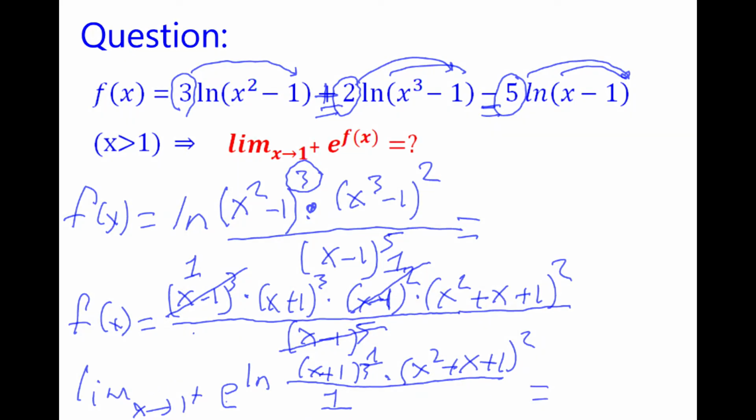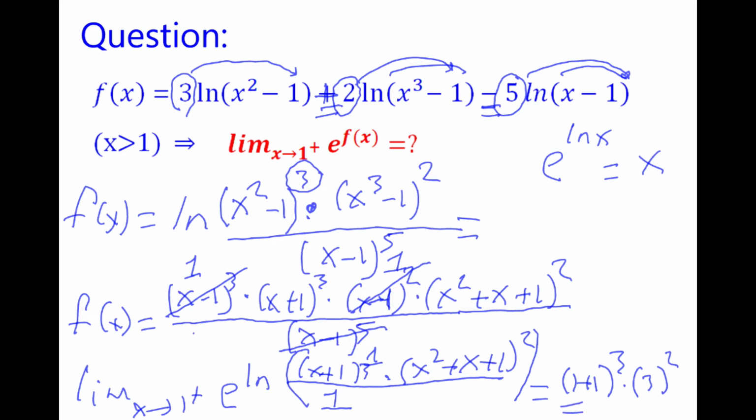Now I'm going to benefit from a feature of ln. If you remember, e to the power of ln x is equal to x. We all know this, I believe. So whatever is going to be the result of this term, the result of this question is going to be equal to that value. So now if you put 1 instead of x, then we're going to have 1 plus 1, okay, let me write it here, 1 plus 1 to the power of 3 times 1 plus 1 plus 1, which is 3, right? 3 to the power of 2, and this is the result of this question.